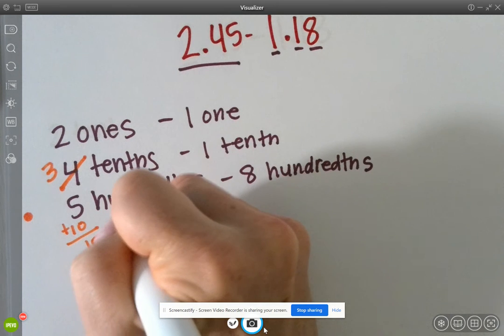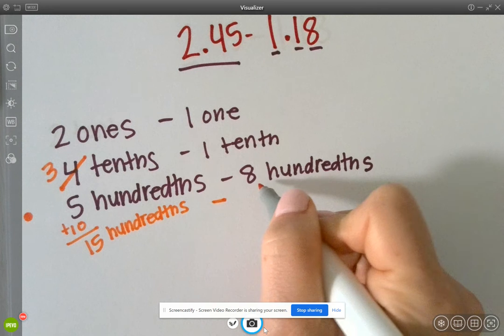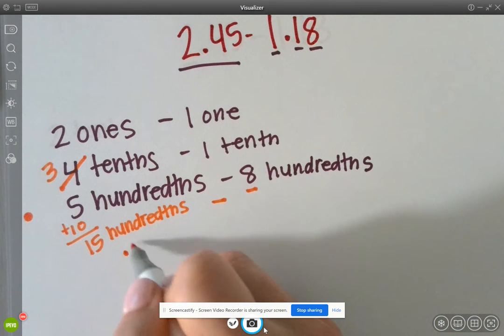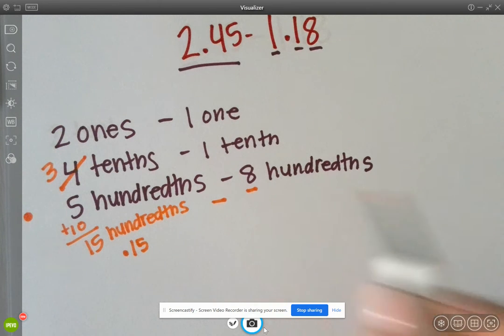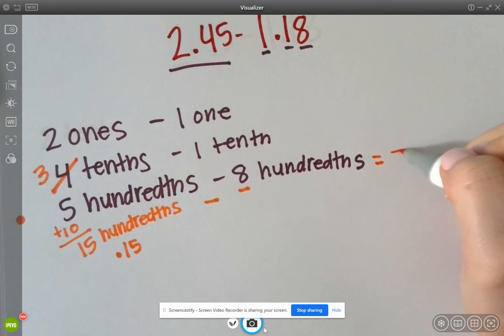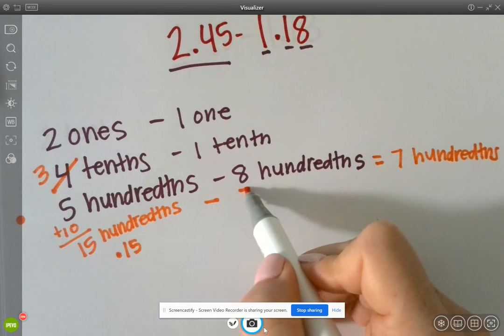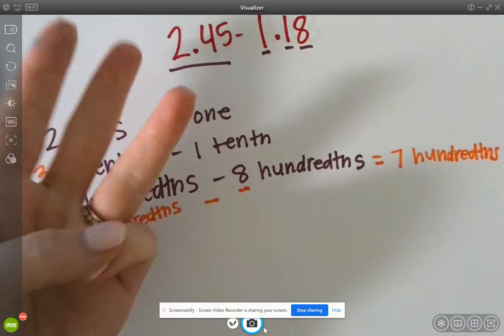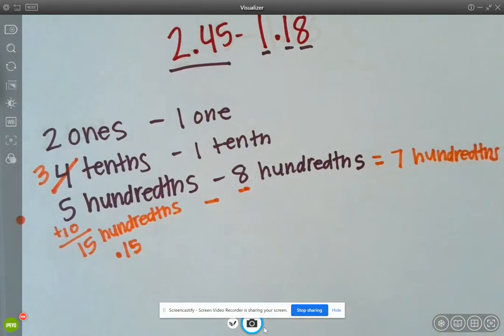So now I have 15 hundredths minus this 8 hundredths, right? If I wrote 15 hundredths, I would write it right here. Minus 8 hundredths. And I know that 15 minus 8 would get me to 7 hundredths. You might have counted up. That's what I like to do. I like to start with 8, 9, 10, 11, 12, 13, 14, 15. It gets me to 7 hundredths. Okay? Now I move to my next place value.